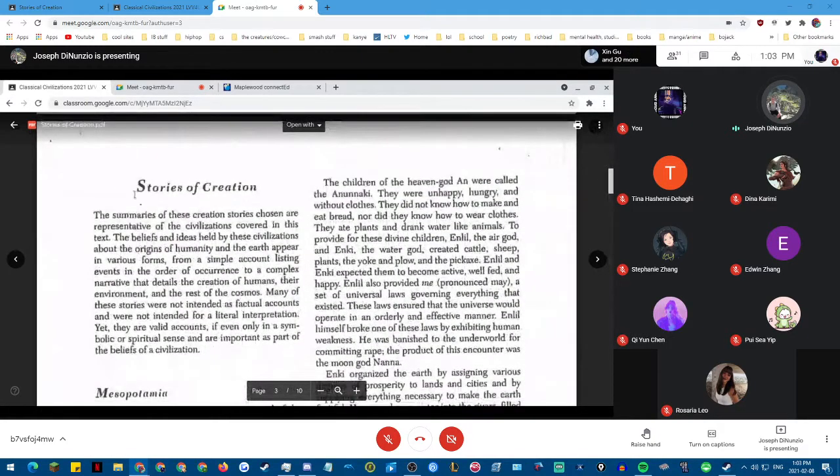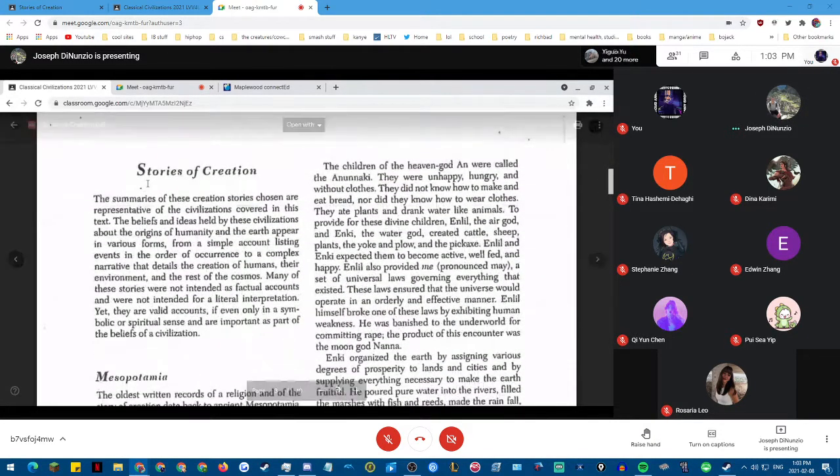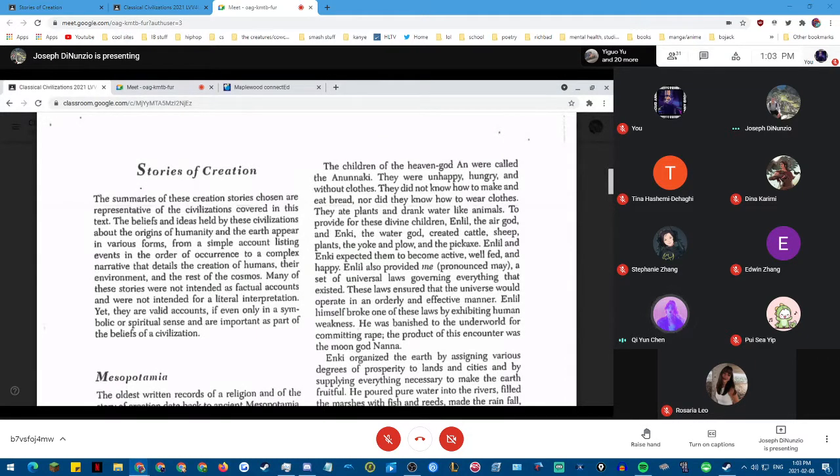Stories of creation. The summaries of these creation stories chosen are representative of the civilizations covered in this text. The beliefs and ideas held by these civilizations about the origins of humanity and the earth appear in various forms, from a simple account listing events in order of occurrence to a complex narrative that details the creation of humans, their environment, and the rest of the cosmos. Many of these stories were not intended as factual accounts and were not intended for literal interpretation. Yet they are valid accounts, if only in a symbolic or spiritual sense, and are important as part of the beliefs of a civilization.